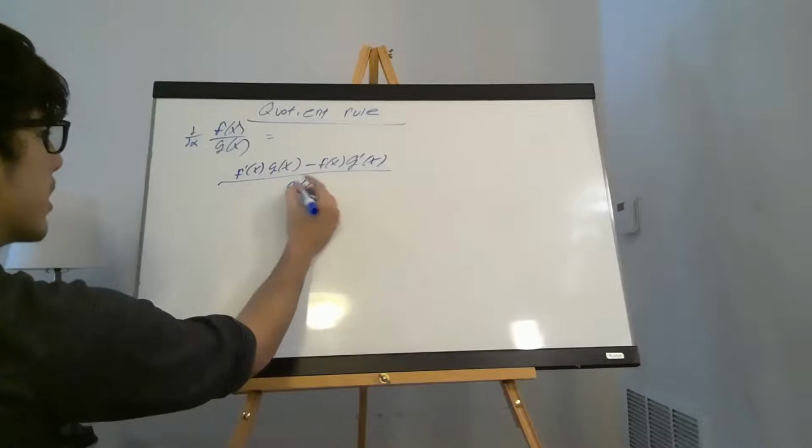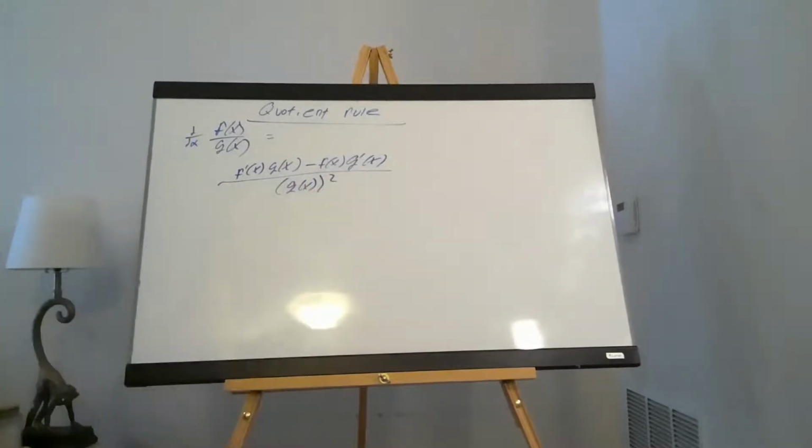Over g of x squared. Okay, so this is how you take the derivative of a fraction, like a fraction of two polynomial functions.